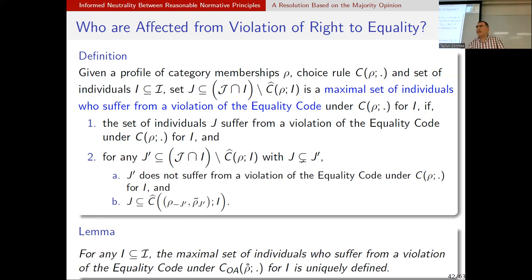So you see what I'm doing, right? Just because I can deviate doesn't mean that if others were also deviating, I would also profit, right? So I'm finding the guys who would really benefit. And basically, the lemma says that this group under the existing membership structure is uniquely defined. The set of individuals who are materially affected, the maximum set of individuals, is uniquely defined.